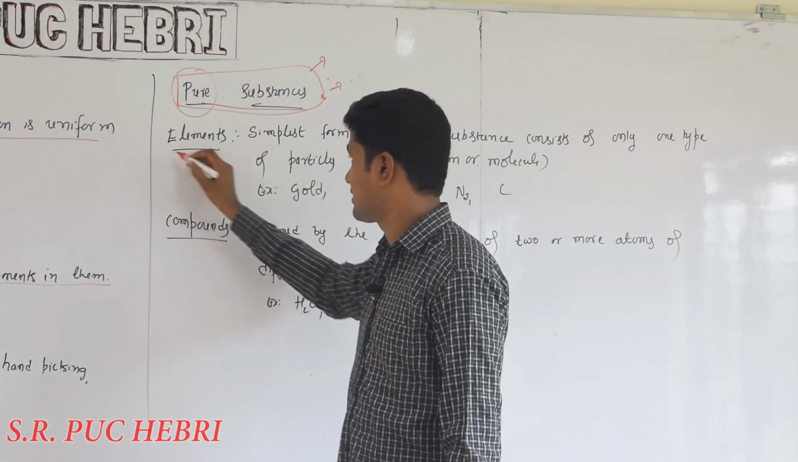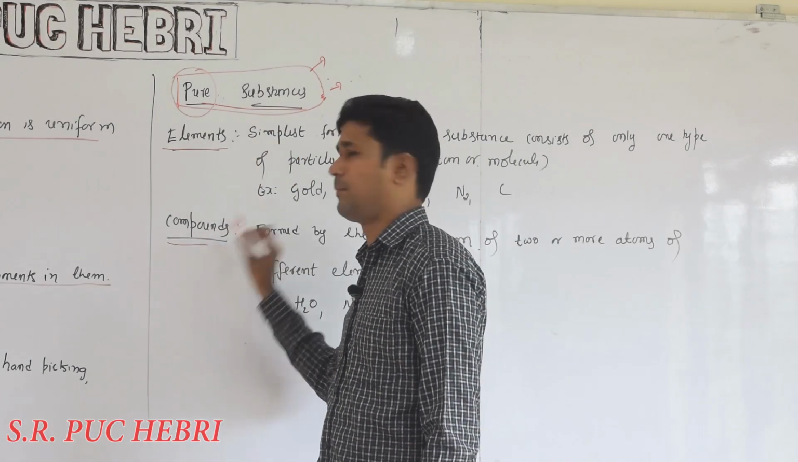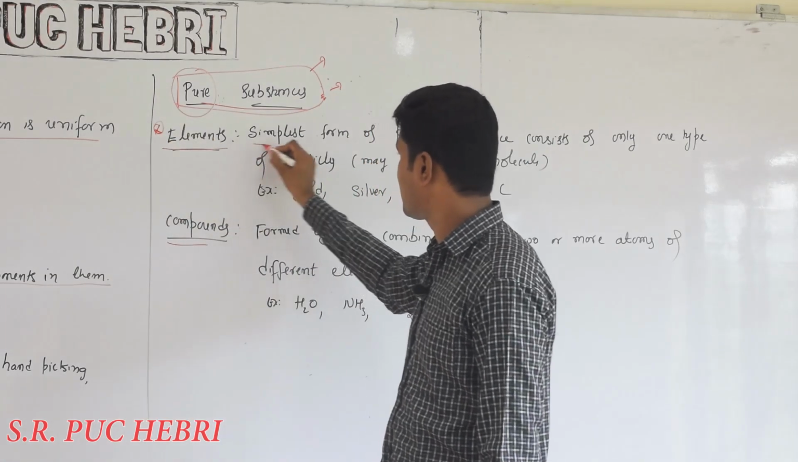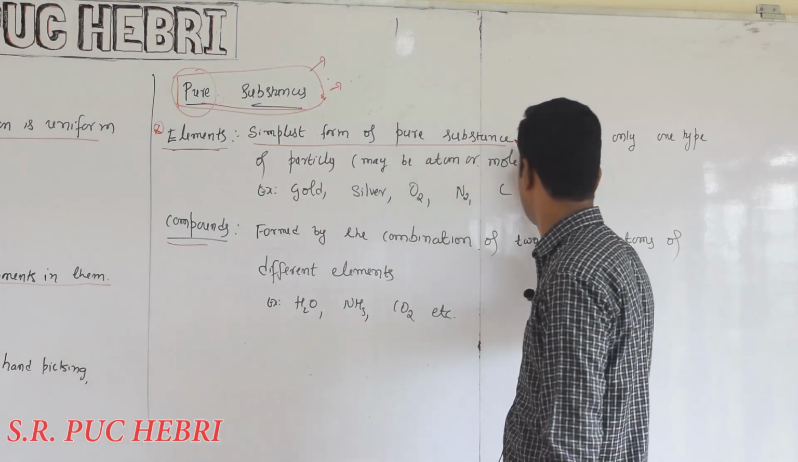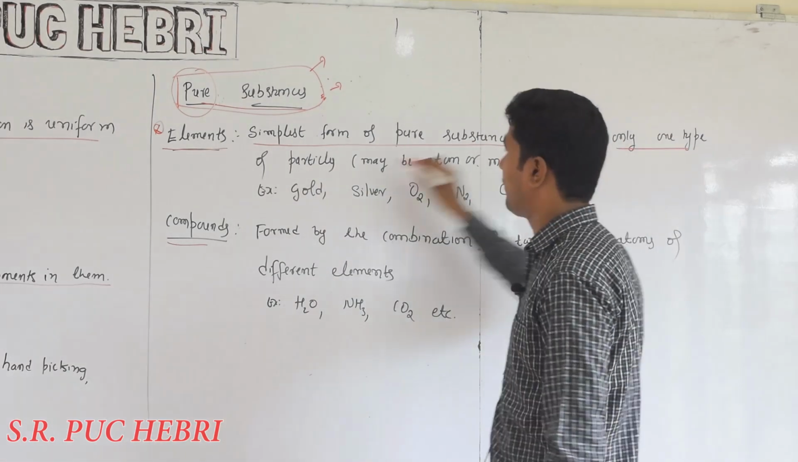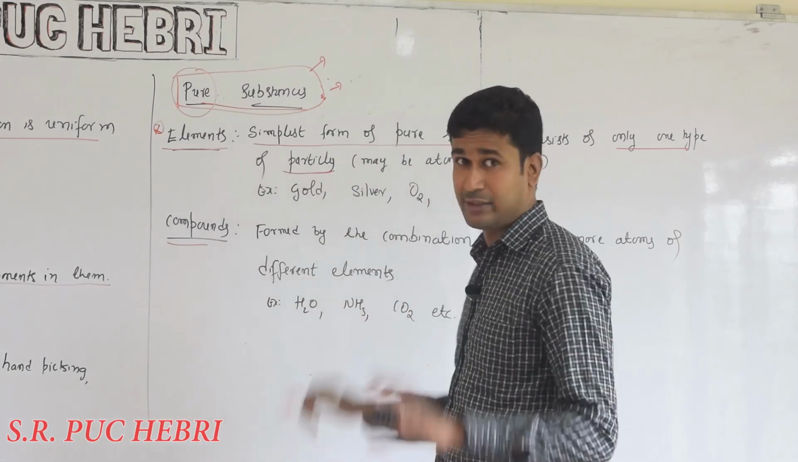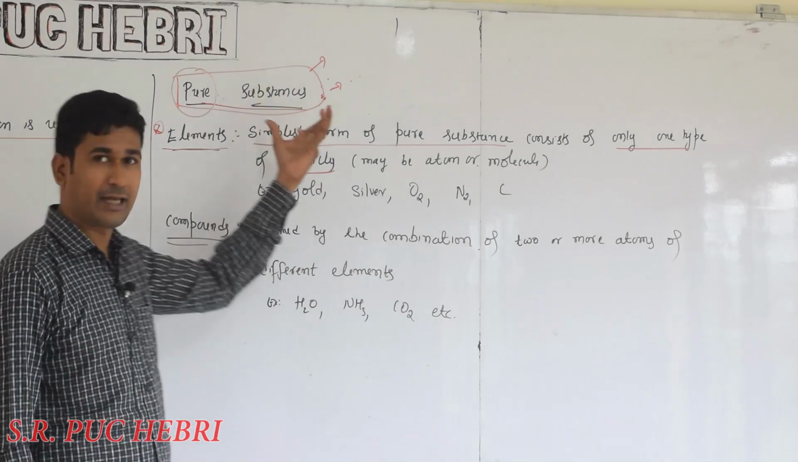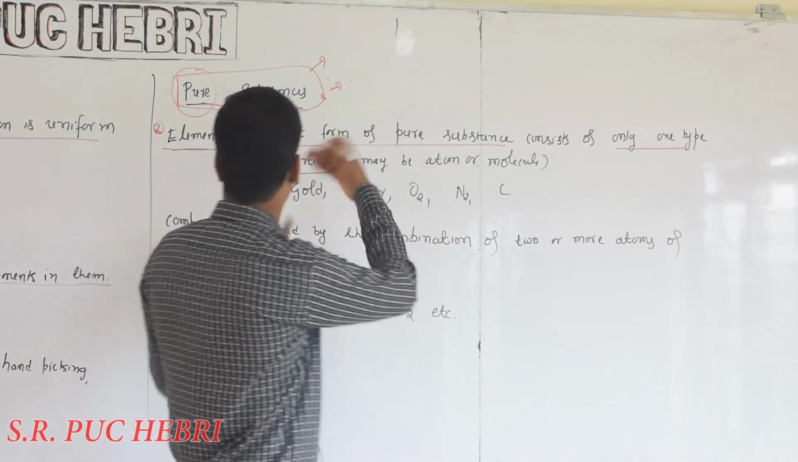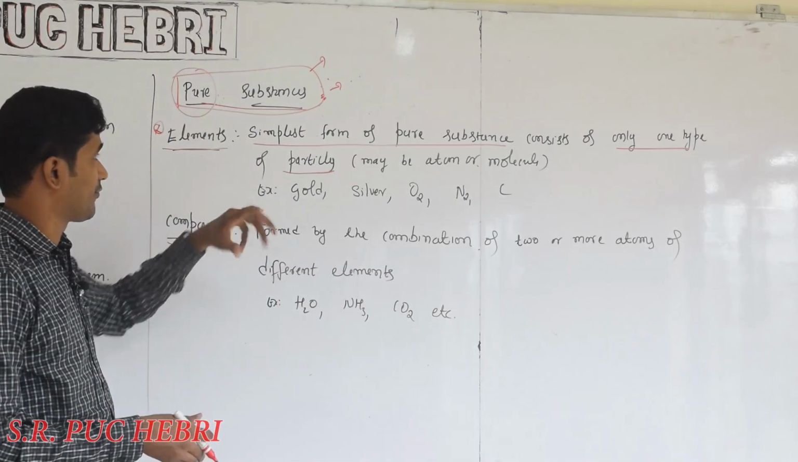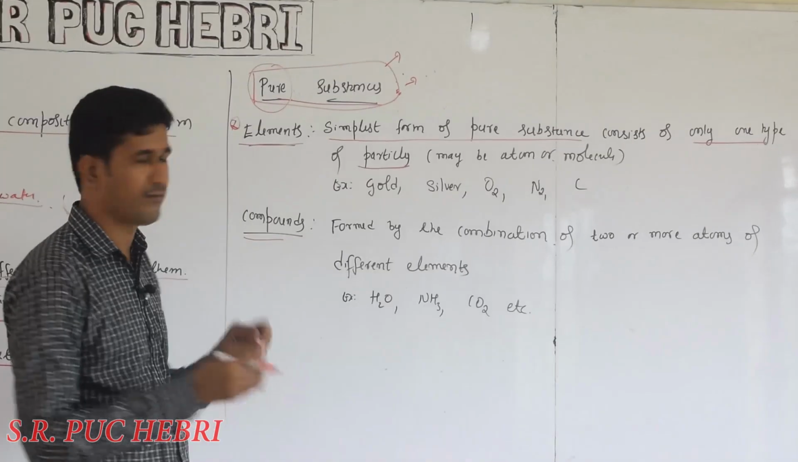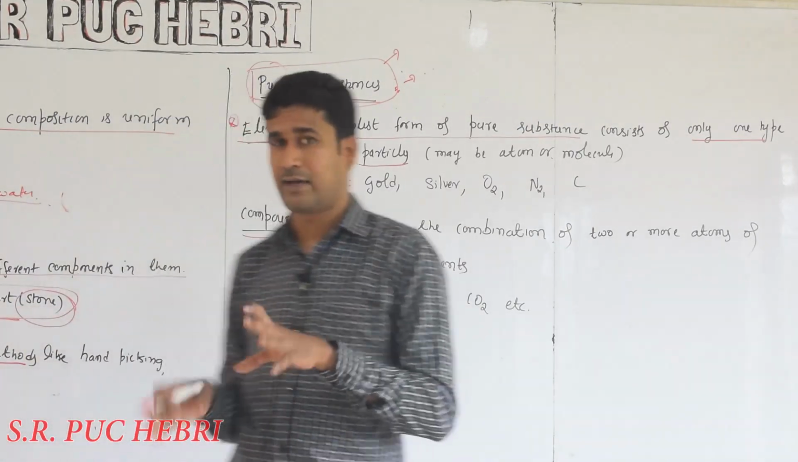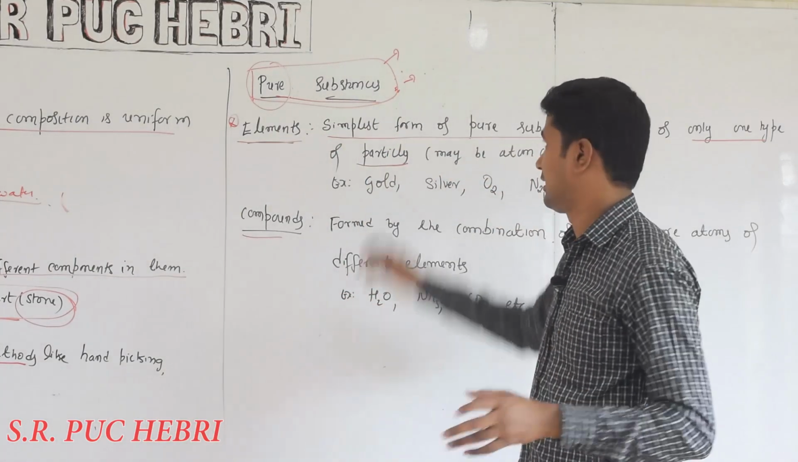In pure substances there are two types, elements and compounds. What are elements? This is very important for 1 mark. Elements are the simplest form of pure substances, consisting of only one type of particles. Okay, so they have only one type of particle. Simplest form of pure substance means you cannot simplify these substances into further smaller units. You cannot separate them into further smaller units. You will not get particles smaller than that. That is the smallest. Okay, smaller than that you cannot get here.